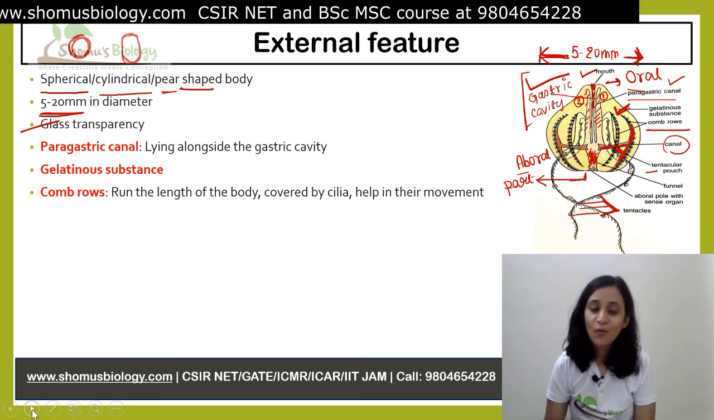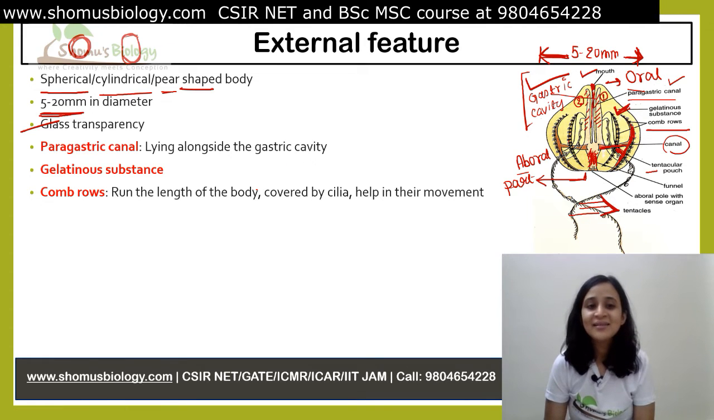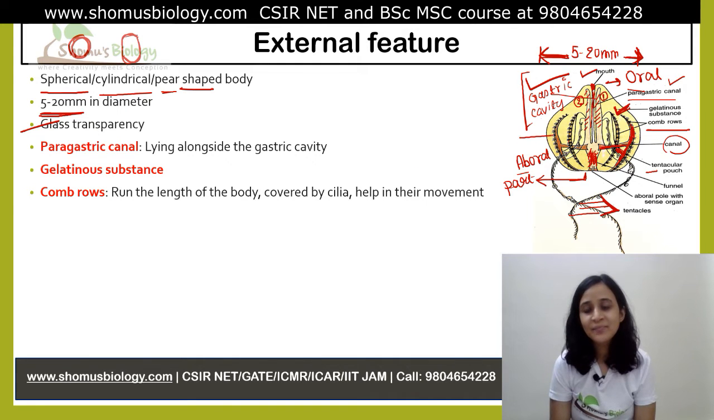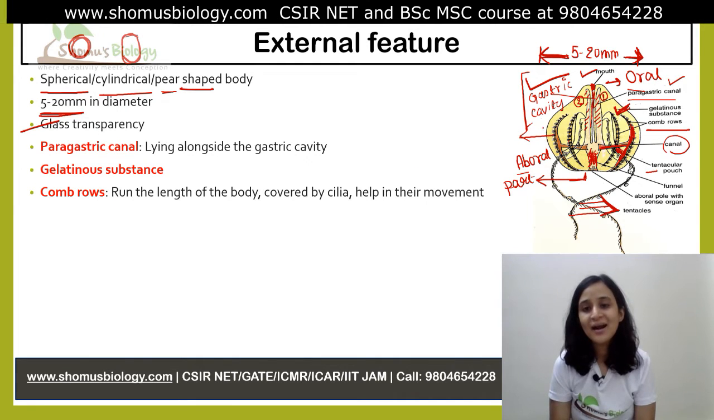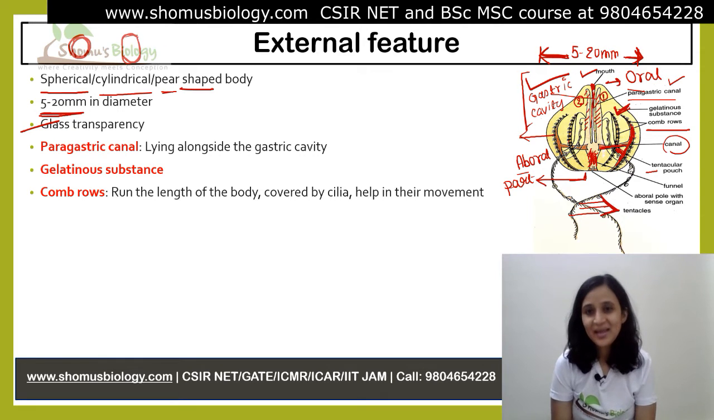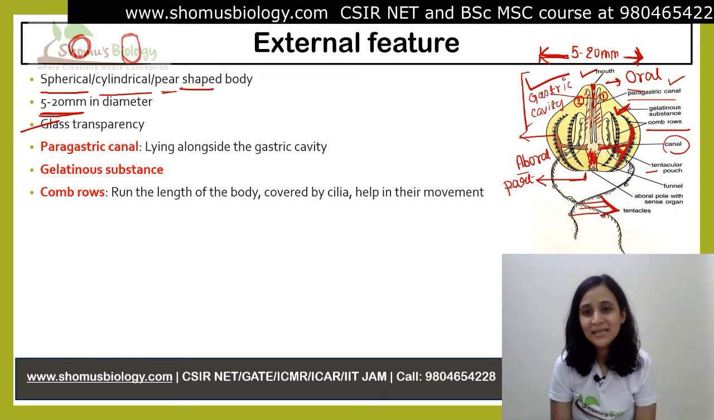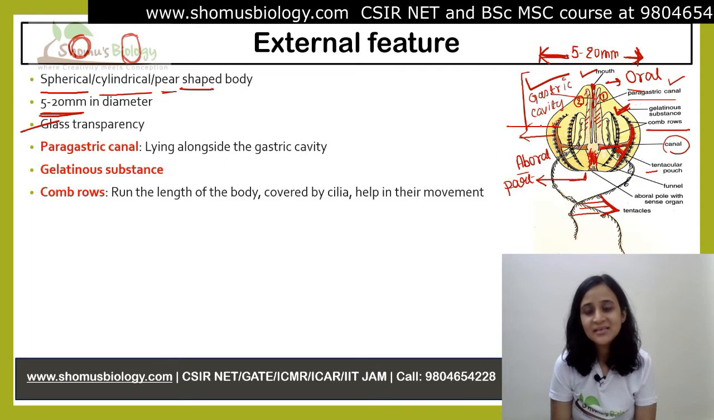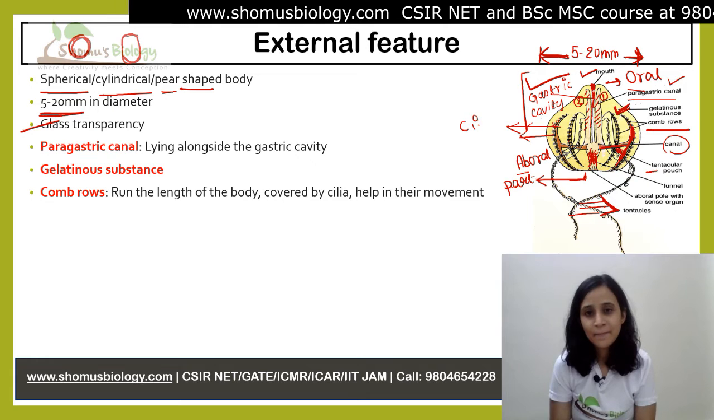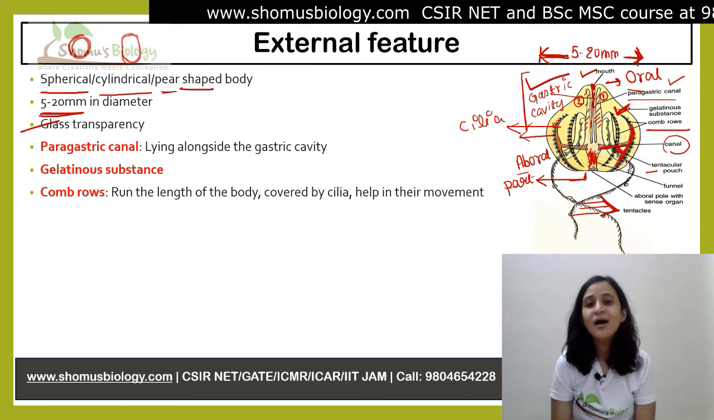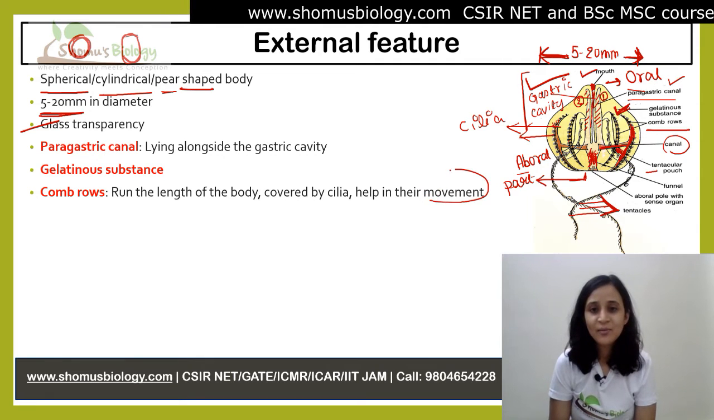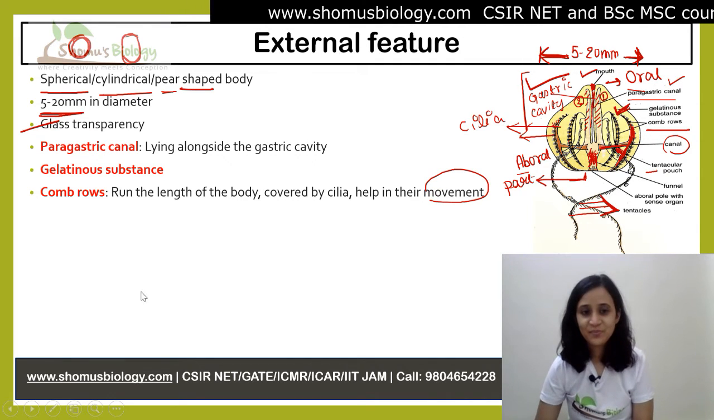Then they have the comb rows, and they run the length of the body. You can see here that comb rows are running through the body length and they are covered by cilia. These are some hair-like projections called cilia, and comb rows actually help in their movement.